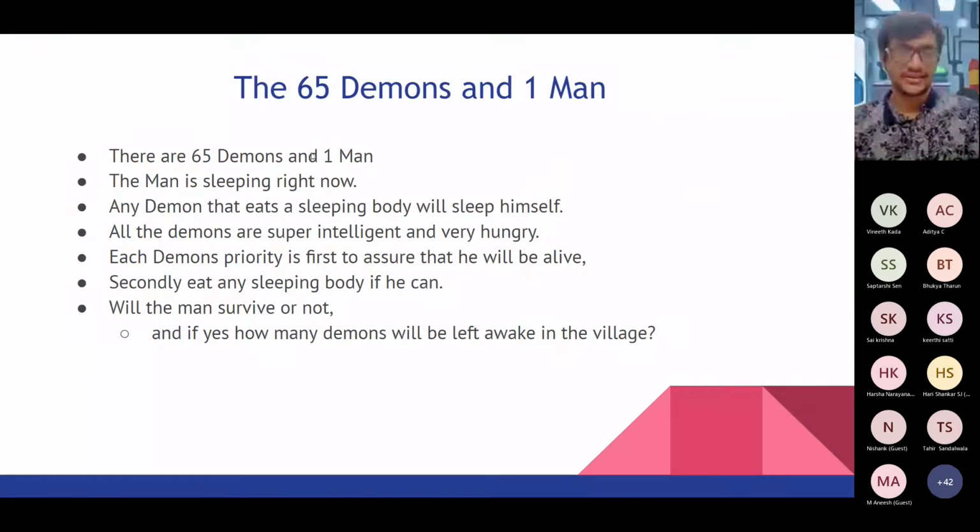These are the rules. There are 65 demons and one man. The man is sleeping right now. Any demon that eats a sleeping body will sleep himself, and that includes the sleeping man. If a demon goes to sleep, other demons can also eat him. Only one demon will eat, and if he eats, he would be the one sleeping next. All the demons are super intelligent and very hungry.